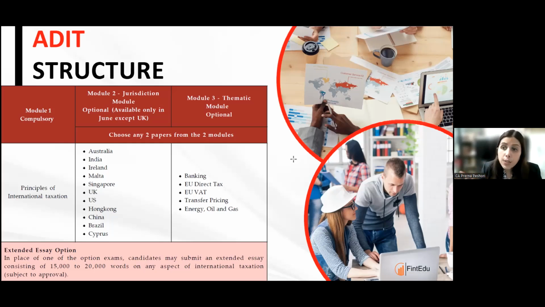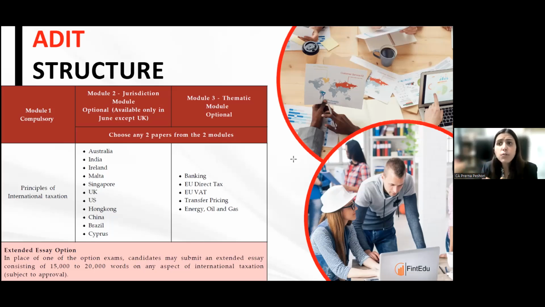Now, generally a question will arise as to which paper we should select in module 2 and module 3. Module 2 is the jurisdiction module. It covers certain jurisdictions, and you can select any one of these based on your preferences. For example, there are a lot of investments and trade with the UK, specifically from a GCC perspective. If the majority of your client work is there, or if you want to move to the UK, then you should select UK tax as an option. I'm just giving an idea. It all depends on your preferences.